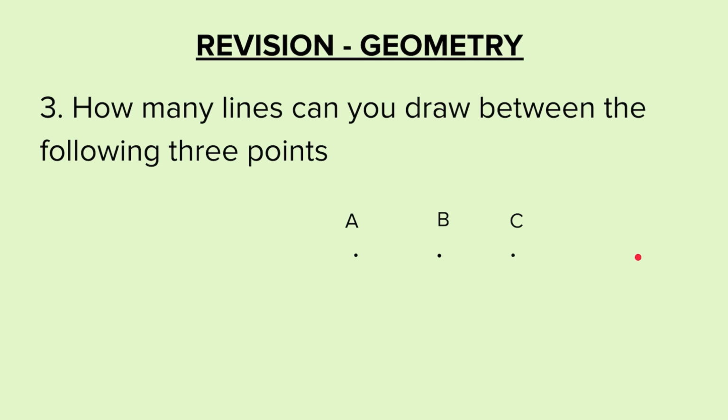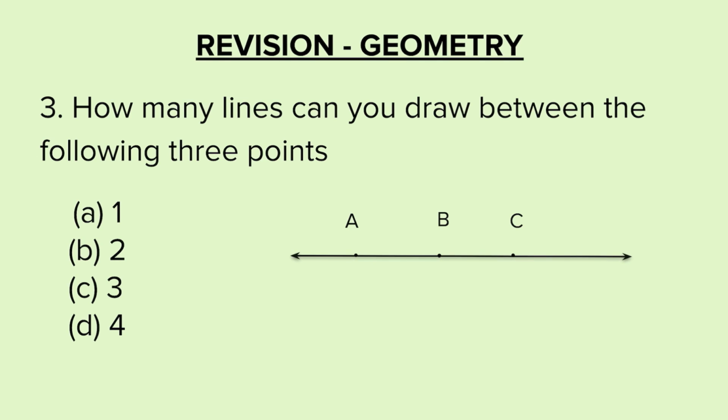Question 3. How many lines can you draw between the following 3 points? Now here, these points are collinear, that is lying in a straight line. So options are 1, 2, 3 and 4. There is only one possible line which can be drawn such that all 3 points lie on the line. So here the answer is going to be 1.